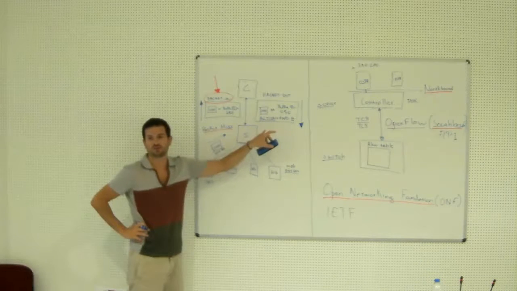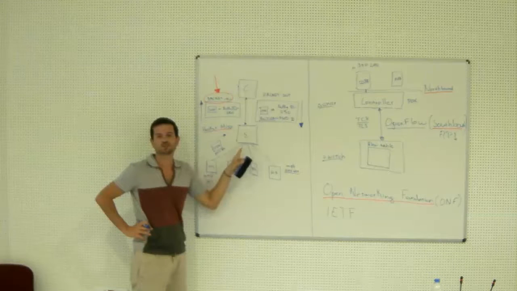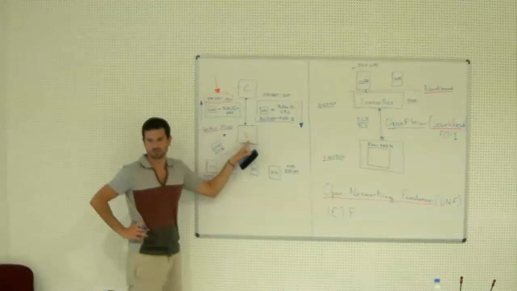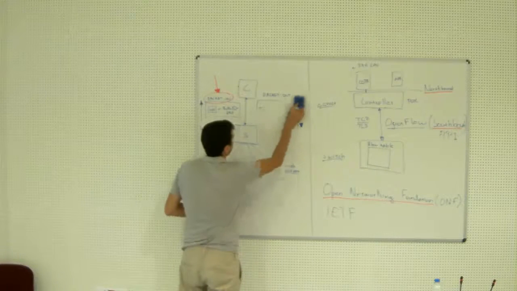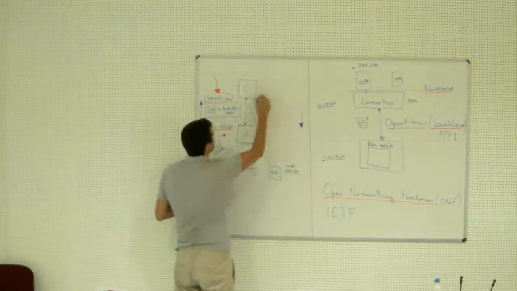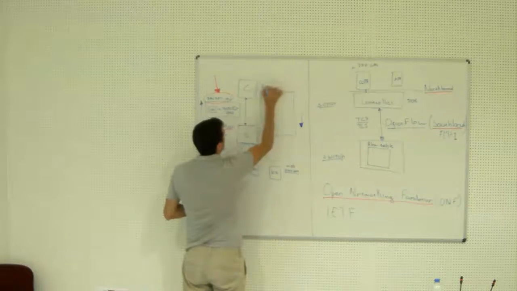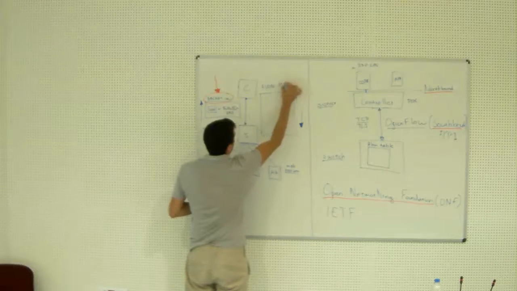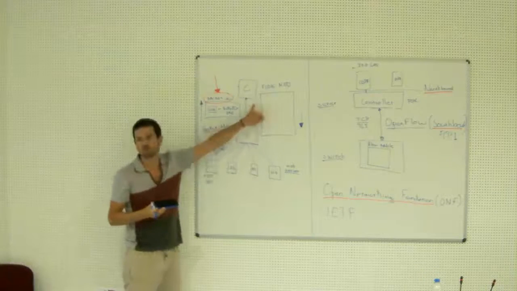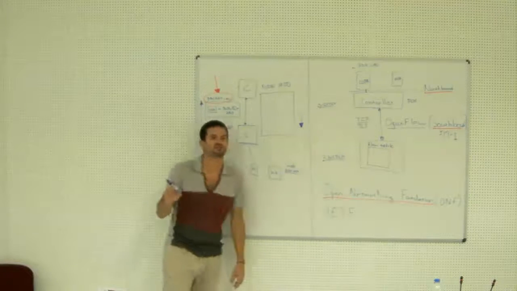Okay, this is the one case. Note that a packet out doesn't install anything in the forwarding table or in the flow table of the switch. Alternatively, it can send another message that is called flow mod. The flow mod installs an entry in the flow table.